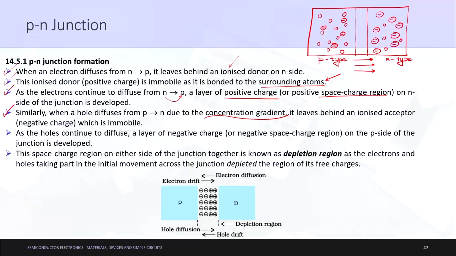Fine. Similarly, let me read this again. Similarly, when a hole diffuses from P to N due to the concentration gradient, it leaves behind an ionized acceptor, a negative charge, which is immobile. So quite evident, what is a positive charge? It is called an ionized donor. What is a negative charge? It is an ionized acceptor, which is immobile. Both are immobile only.